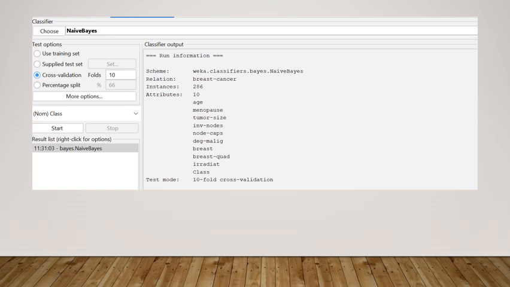So the first part is the classifier used, which is stated in here. We have the naive Bayes classifier. The data set is the breast cancer data set. We also have here the breast cancer data set. And then the number of instances is displayed in here. And then we also have the 10 attributes, which start with age up to class. And then the test mode used, which is the tenfold cross-validation, which was used to validate the model.